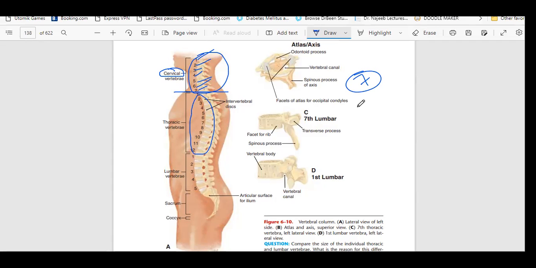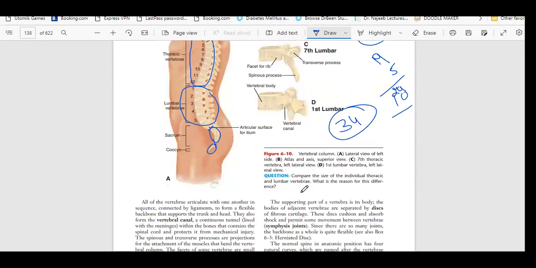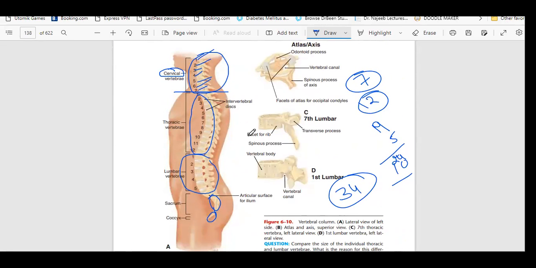In that we have 12 bones. How many bones? 12 bones. Okay, 7 plus 12, 19. Then we have the lumbar area. In that area we have 5 bones. Okay, 24. If we calculate each and every bone, we have sacrum 5 fused bones, coccyx 5 fused bones, so 10 bones. So we can calculate 34 bones. So this is the vertebral column.